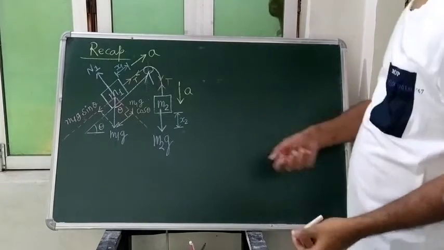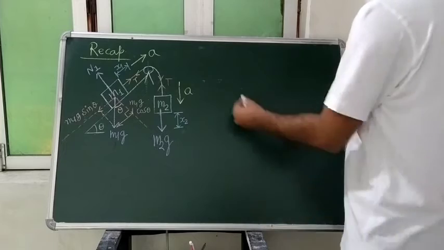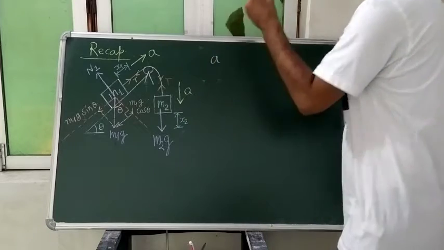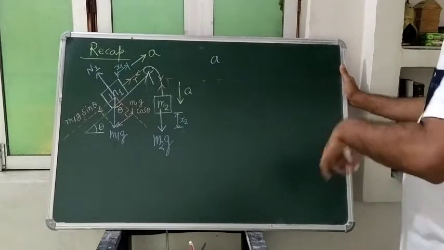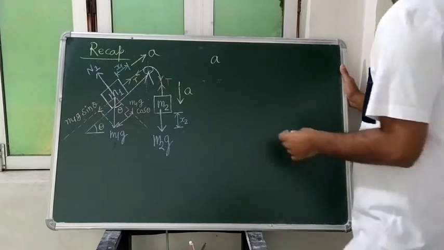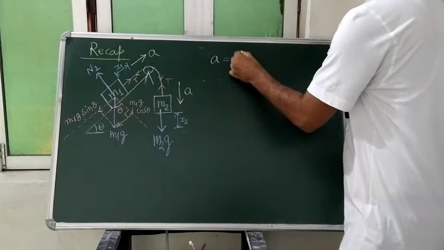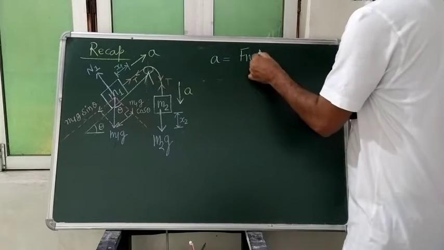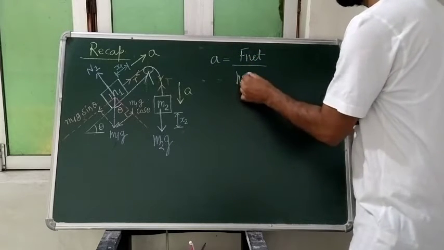So after performing this task, suppose we want to know what will be that acceleration, student. So how can we directly write the expression of acceleration that we are performing here? That acceleration should be equal to nothing but F net divided by M total, I have told you.